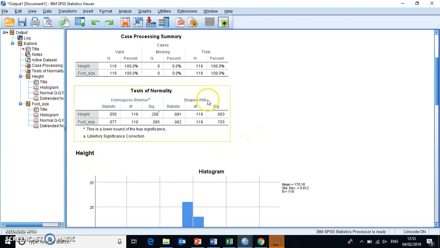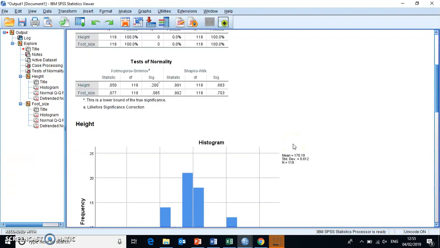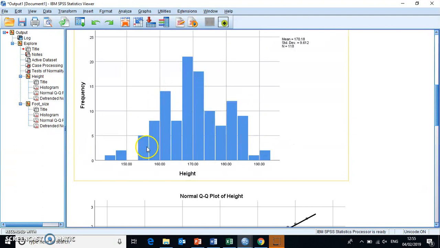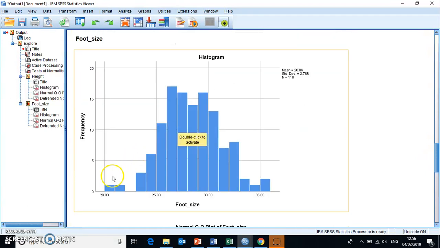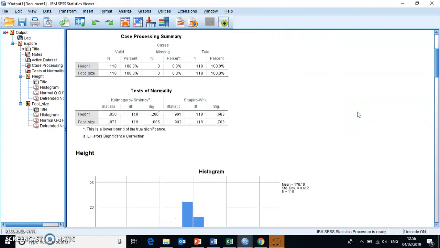So for example, we might now be able to use a parametric test to look for a relationship or a correlation between height and foot size of students. Down here, it has basically given us nice histograms as well, and if you look at this and you sort of imagine a smooth line over these bars, then this looks like a nice symmetrical bell-shaped curve. Okay, the same as down here as well for foot size. Again, the histogram looks nice like a bell-shaped curve, so we're happy with that, and we can safely say that these data are normally distributed.